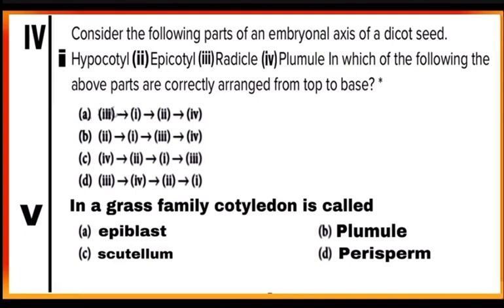Question number 5. In grass family, the cotyledon is called option C, scutellum. In grass family, cotyledon is called as scutellum. So, mark C as a correct answer.